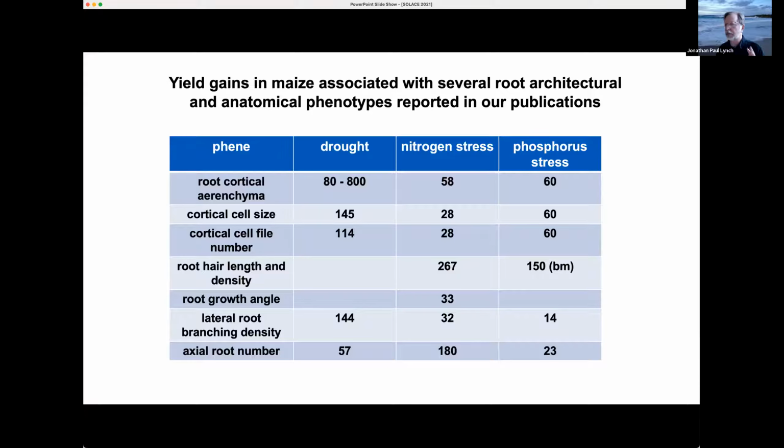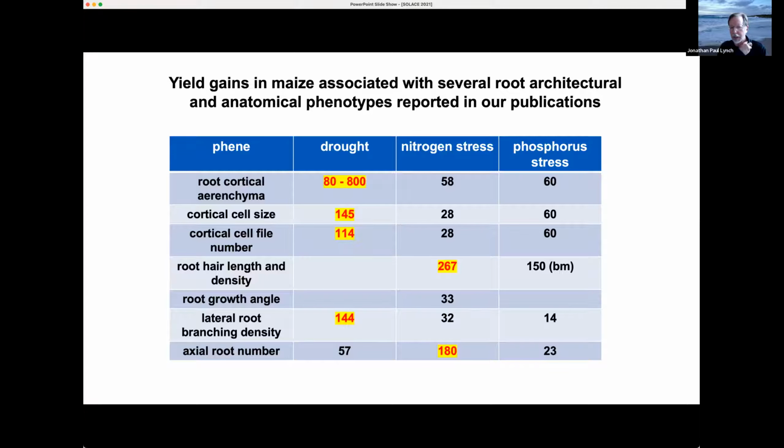Now, this is yield in the field, mainly in North America and Eastern and Southern Africa. And you can see yield under drought, yield under nitrogen stress, yield under phosphorus stress. And we have 7 different anatomical and architectural phenes in the left column. And this is all published, so I'm not going to dwell on this, but I just want to point out that we have seen some very promising results.